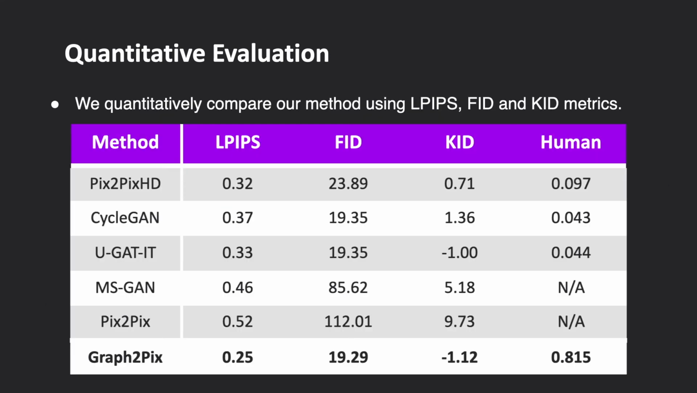For quantitative evaluation, we compare our method with Pix2Pix HD, CycleGAN, U-GAT-IT, MSGAN, and Pix2Pix. We used Learned Perceptual Image Patch Similarity, LPIPS, Frechet Inception Distance, FID, and Kernel Inception Distance, KID. For these 3 metrics, a lower number indicates better performance. We also included the results of the human studies. This column indicates the preference of a method, so a higher number indicates better performance. As you can see, our method achieves the best performance in all the metrics. Although the gap between our method and U-GAT-IT is small for FID and KID scores, the gap becomes significant in LPIPS and human studies.